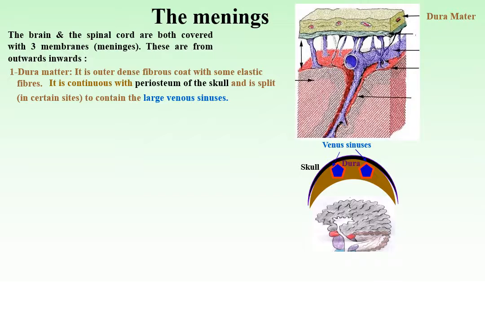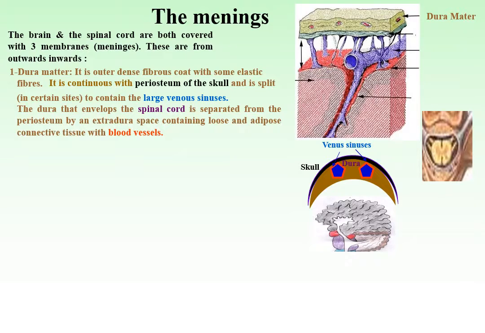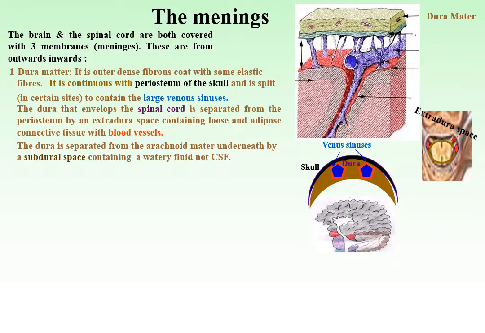On the other hand, the dura that envelops the spinal cord is separated from the periosteum by an extradural space containing loose and adipose connective tissue with blood vessels. The dura is separated from the arachnoid mater underneath by a subdural space containing a watery fluid, not CSF or cerebrospinal fluid.